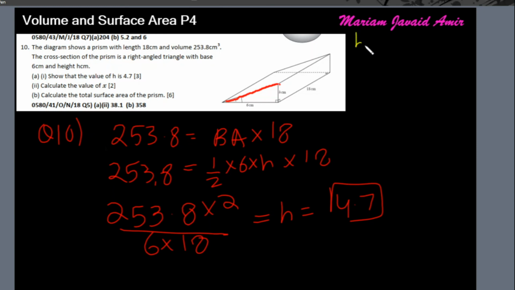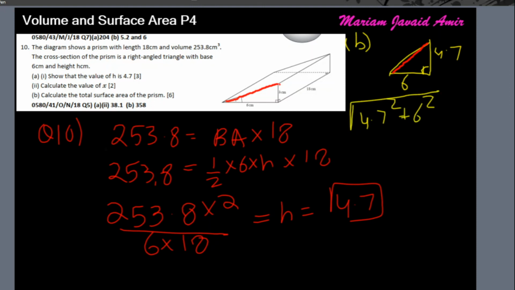Alright, so for part B, we know this is 4.7 and this is 6. So apply Pythagoras theorem to get this length in red. That would be 4.7 square plus 6 square under root, which is 7.6216. Let me quickly recheck it: 4.7 square plus 6 square under root. Yes, this is what we get.